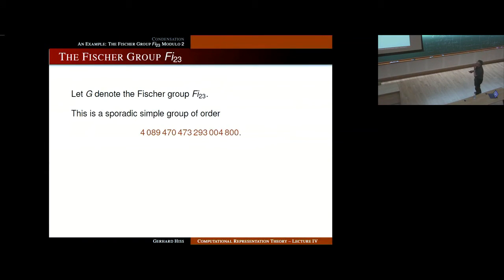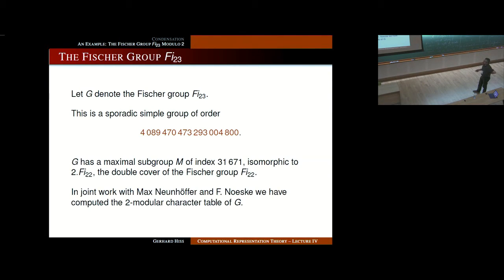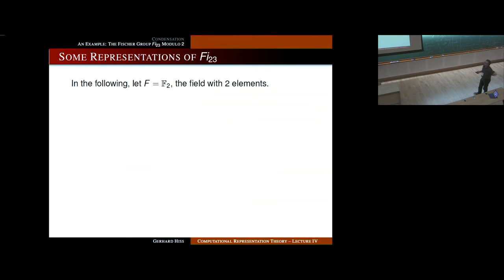The Fischer group is such a group of this order, Fischer 23. It has a maximal subgroup of this index. So this is the smallest permutation representation of the Fischer group, on 2 times Fischer 22. And we have computed its 2-modular character table, and in the last 1.5 minutes, I would like to tell you what we have done. F is the field with 2 elements. It turns out that it's a splitting field.